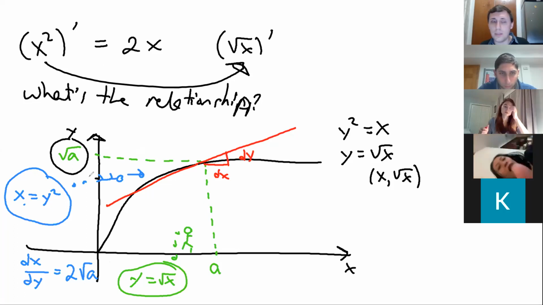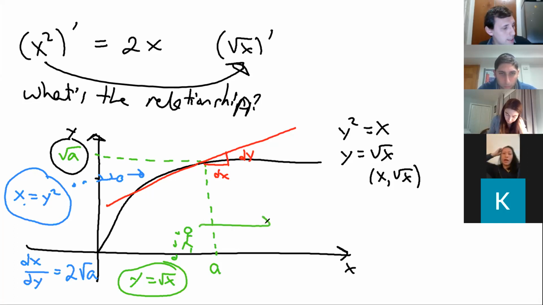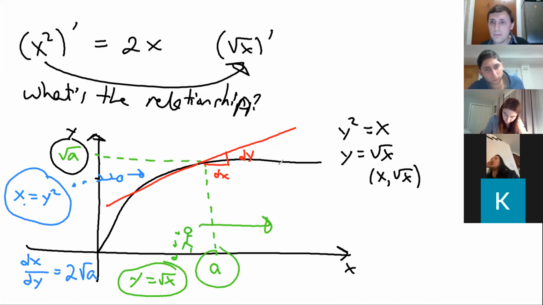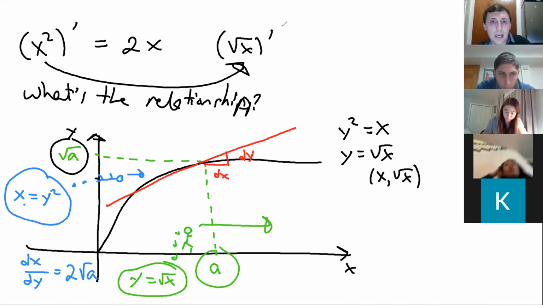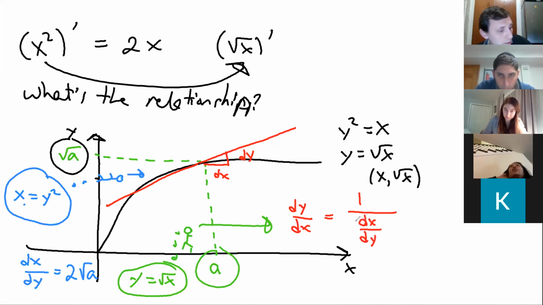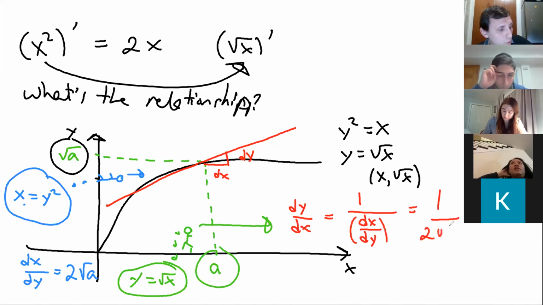Now that he knows the slope that the blue guy measured, what slope does the green guy think this function has? So now the green guy says, aha, what's my slope at this point? Exactly. Now we can go back to the red coordinates. It's dy dx, which is what, guys? Dy dx is the same as 1 over dx dy. Do you agree? Just take a reciprocal of it, which means 1 over 2 root a.